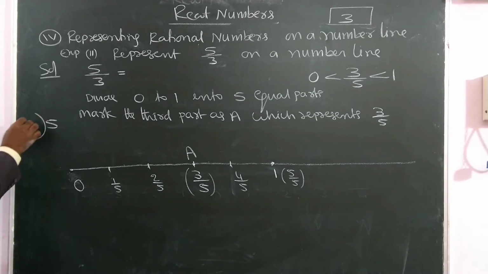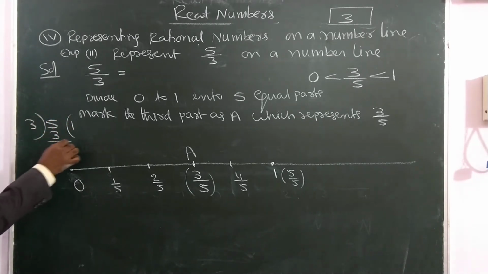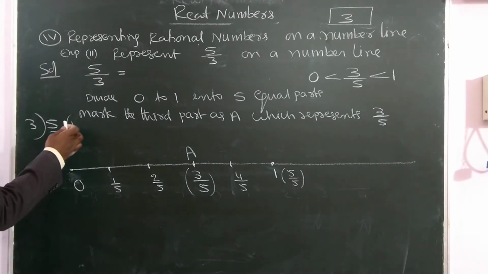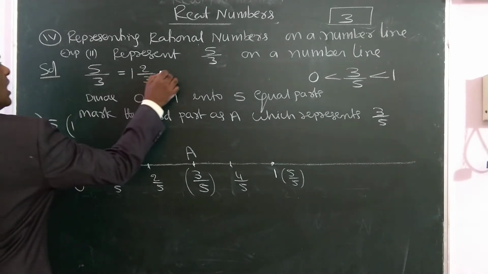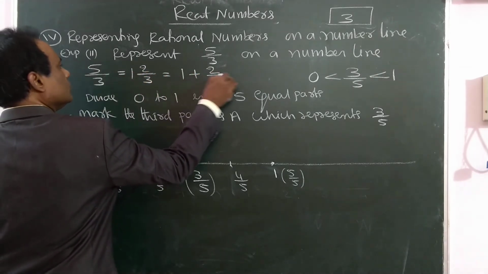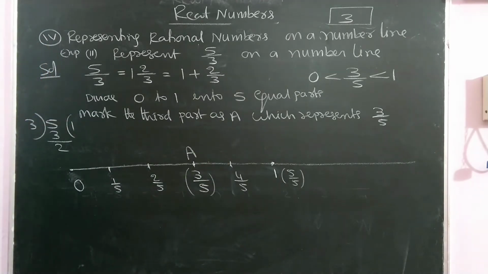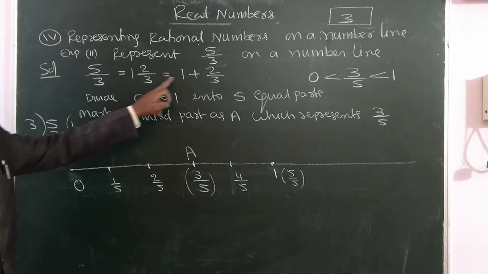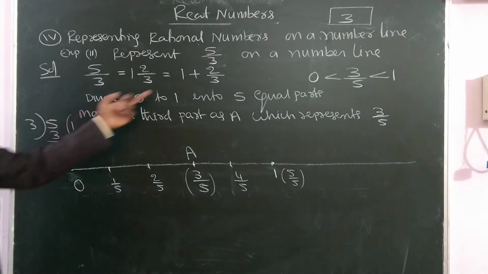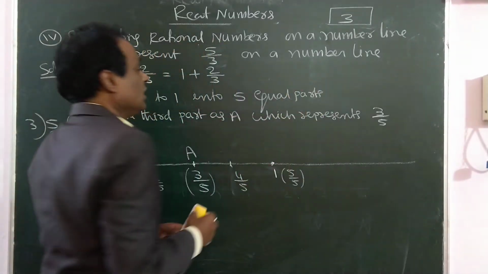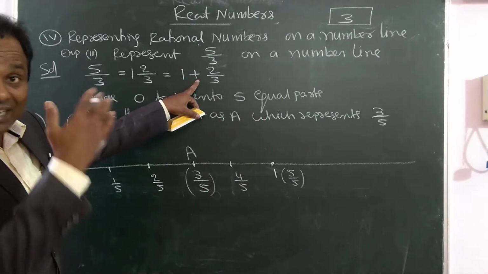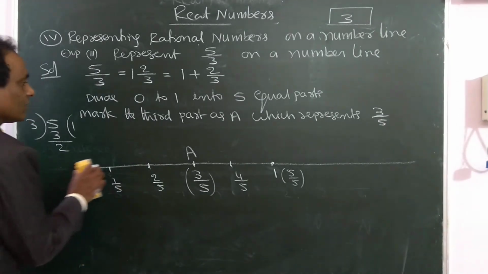5 divided by 3: 3 ones are 3, and the remainder is 2. So 5 by 3 is the mixed fraction 1 and 2 by 3, or it is nothing but 1 plus 2 by 3. See here, 5 minus 3 is 2, so 1 plus 2 by 3. Here, 1 plus something means definitely greater than 1.